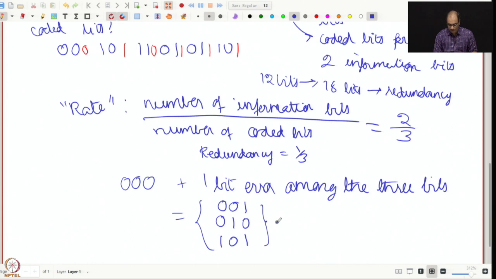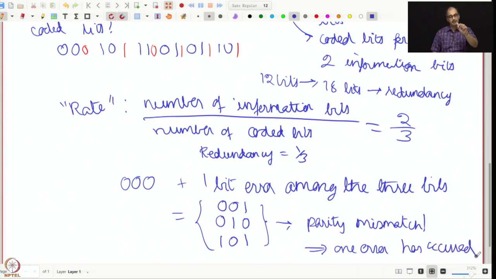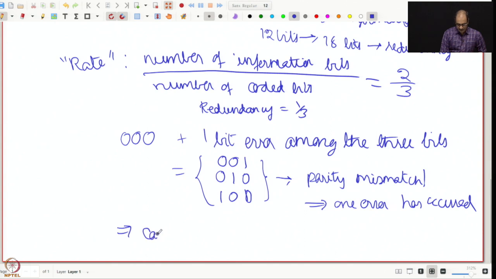Now for all of these, you can conclude that there's a parity mismatch. So one error has occurred, because if you add all of these up, you should get 0, again modulo 2. So 0 plus 0 plus 1 is 1, 0 plus 1 plus 0 is 1, and 1 plus 0 plus 0 is 1, and you end up getting a parity of 1. Your rule was that all the bits should add up to 0. That means there should be an even number of ones. Unfortunately, there's an odd number of ones. So the parity check code, therefore, can detect single errors, and no errors, of course.